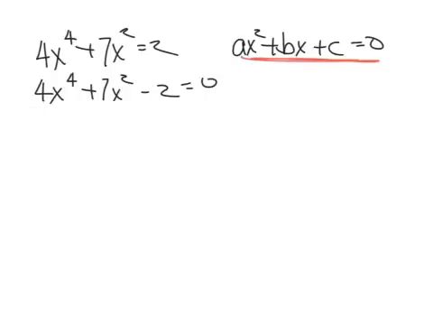Now the problem is we have an x squared and an x. Well, over here we have an x to the 4th and an x squared. So what we're going to do is we're going to say y.